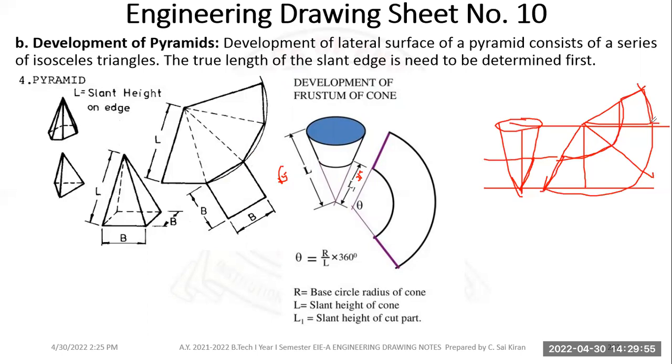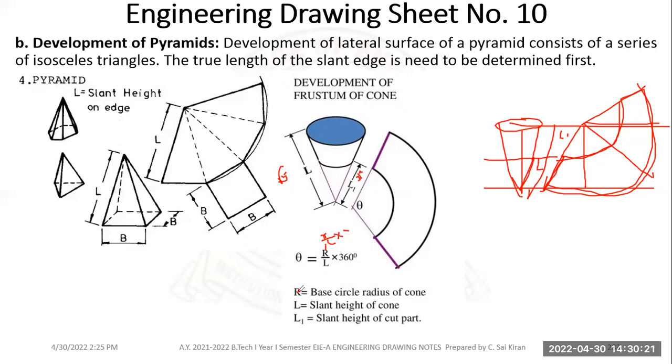What are the cut portions there? We will be removing the cut portion, and this will be the portion that remains. Theta is the same for both the cut portions. This is my L1 distance, and this is my total L distance. Okay, so this is also the same formula. Capital R, we can consider not capital R, we can write it as small r by L into 360.